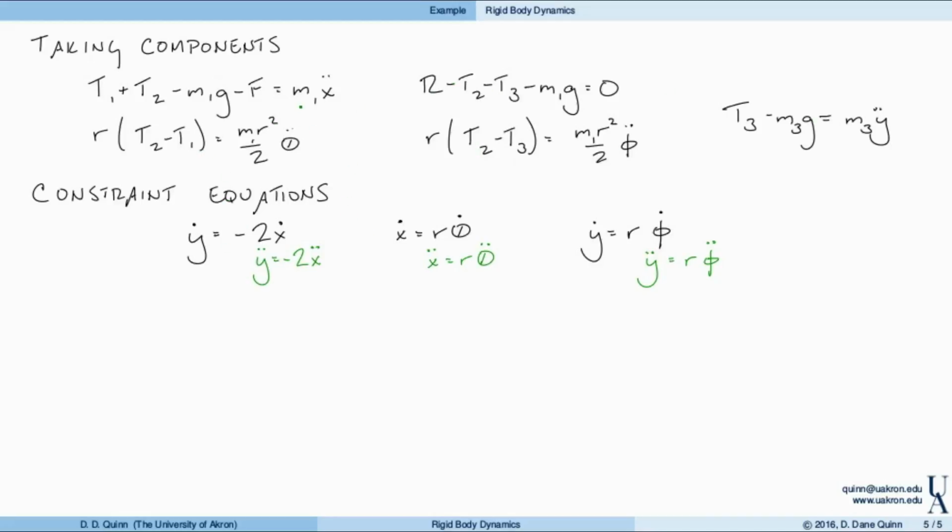So we need to solve these. Notice that we have 1, 2, 3, 4, 5, 6, 7, 8 equations. And I have a number of unknowns. I have T1 and T2 and X double dot, that's 3. I have theta double dot, that's unknown number 4. Phi, number 5 and 6. T3, number 7. And Y double dot, number 8. So I have 8 equations and 8 unknowns. I can solve these. Unfortunately, it's not so bad.